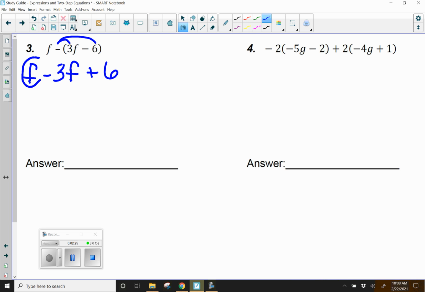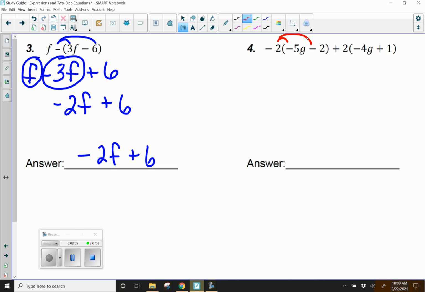I can combine my f and my negative 3f, different signs, so we subtract, and we have more negatives. Remember, when you have a variable by itself, it's understood that there's a 1 there. So really, we're doing 3 minus 1, which is 2, and we have more negatives than positives. There's nothing I can do with my plus 6, so that just goes on the end, making our answer negative 2f plus 6.